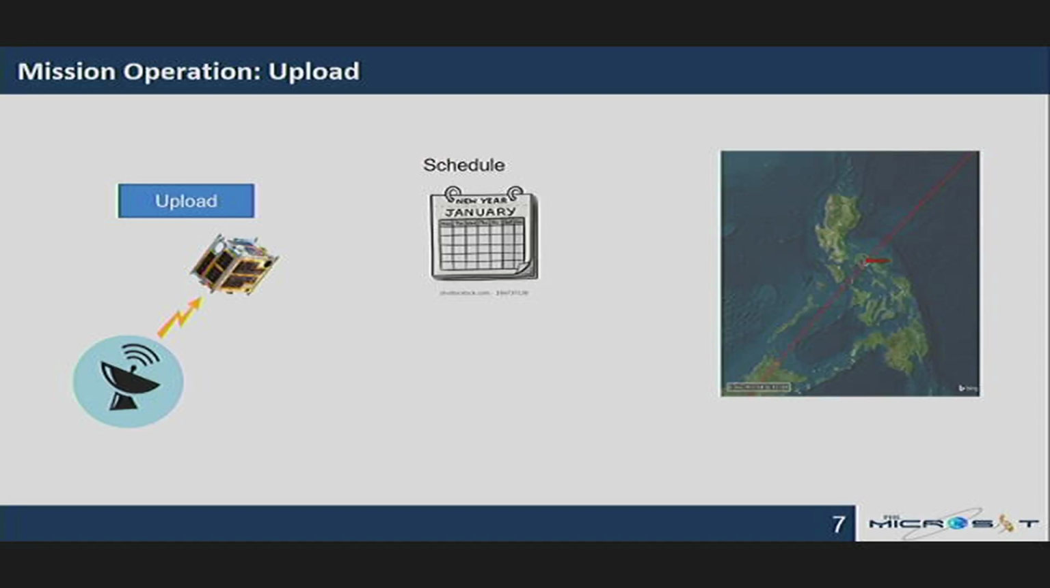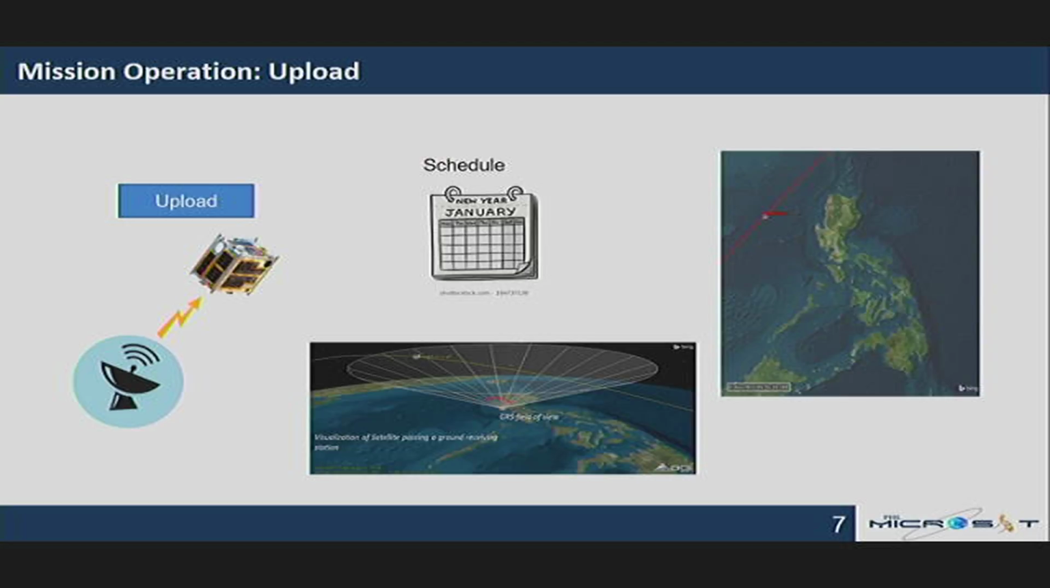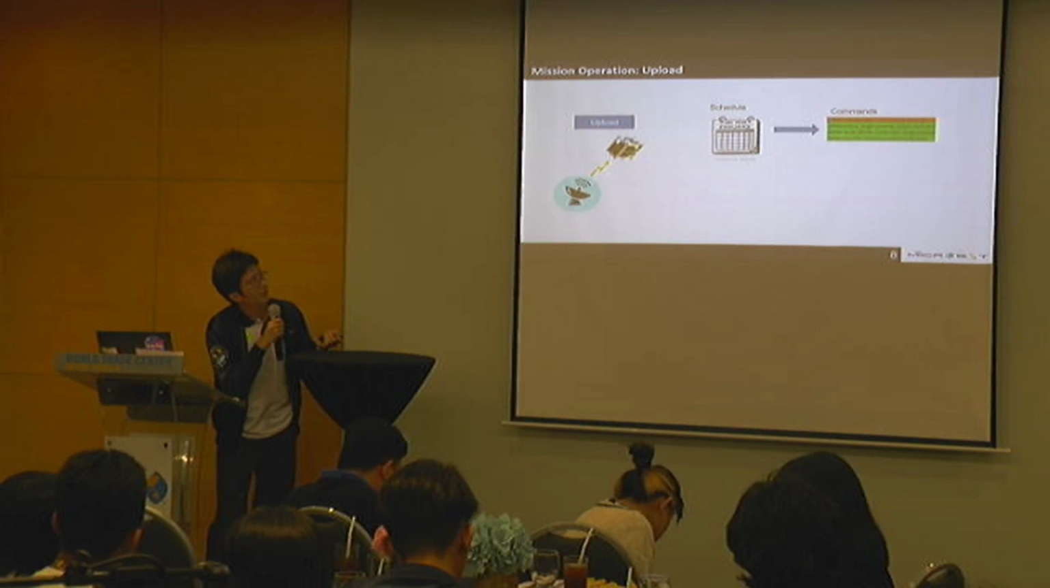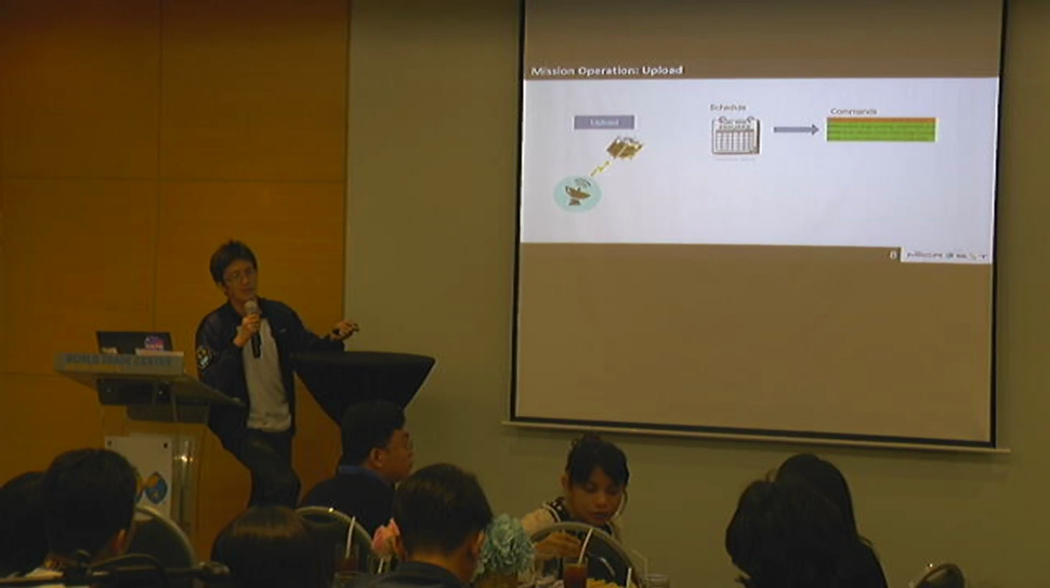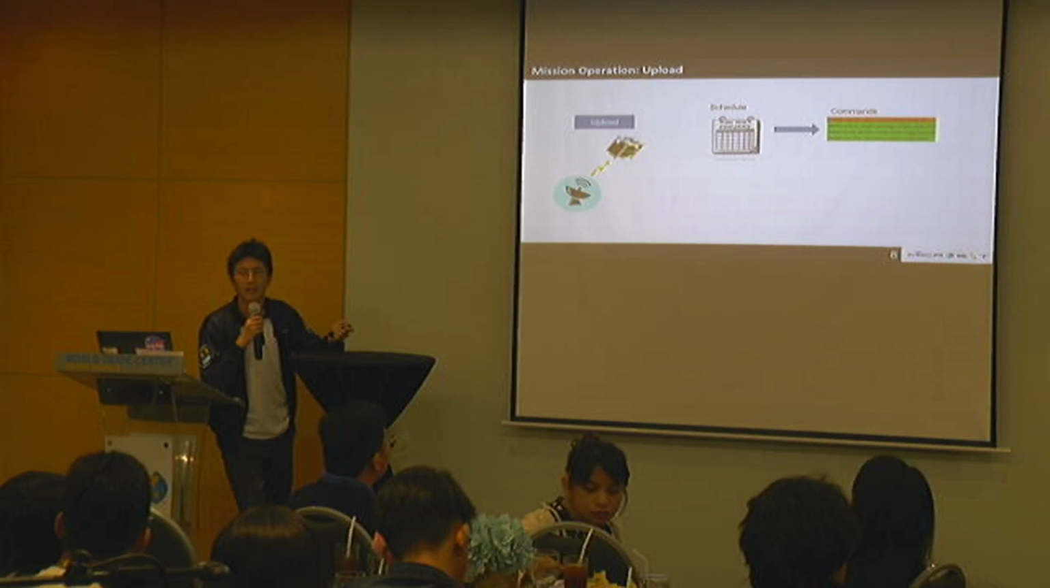Secondly, we need to know when Diwata 1 will come in contact with the ground receiving station. I think Delbert has already shown an image of the big satellite dish. That's what we use to communicate with Diwata 1. We wait for Diwata 1 to pass over that area so we can send commands to it. It's fairly simple. Once we know the schedule, we produce these commands. These commands are basically just codes we produce that tell the satellite what to do.